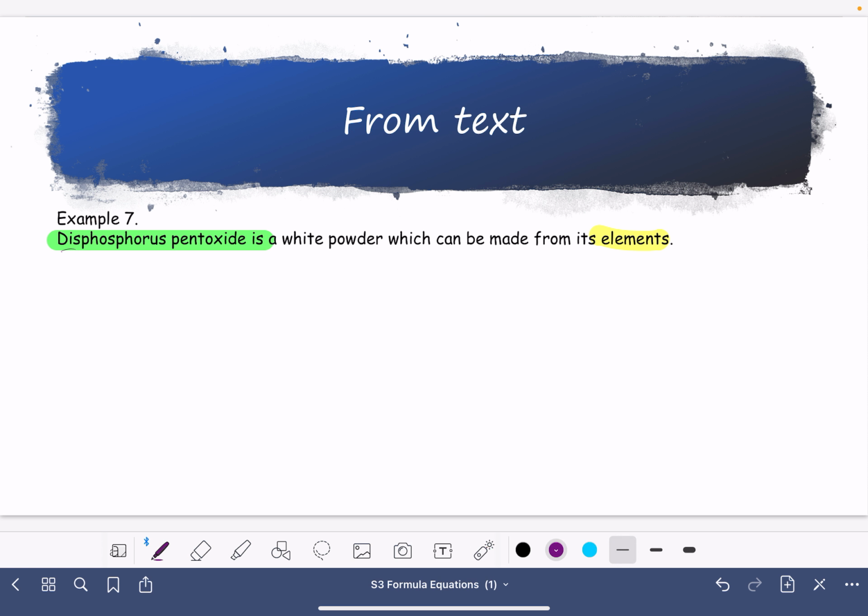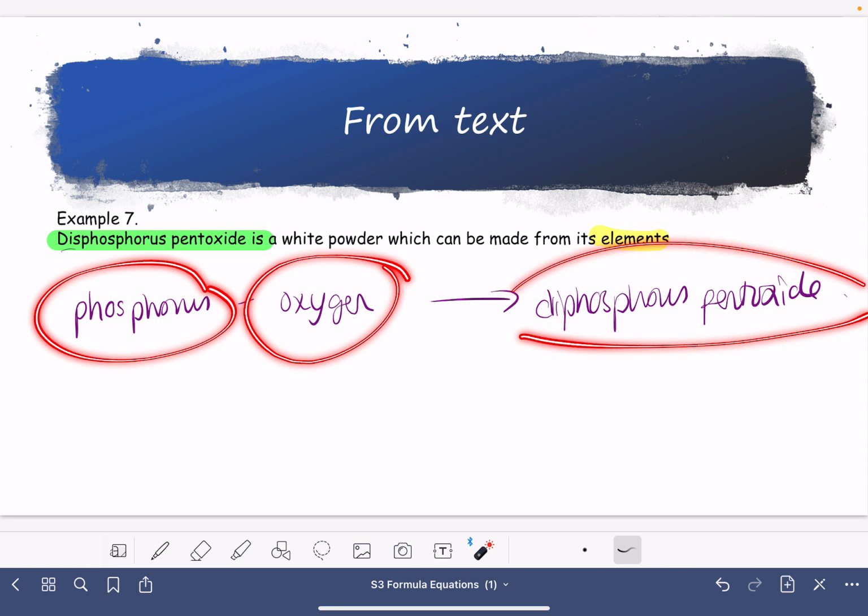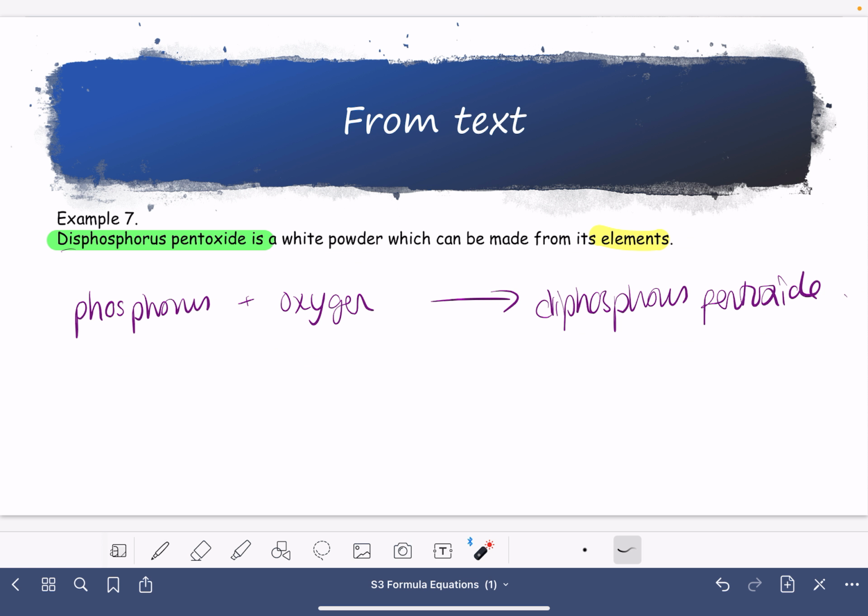So the word equation for this is actually going to be phosphorus plus oxygen becomes diphosphorus pentoxide. And then this is just an element, this is a diatomic element, and then this is one where we need to use the prefixes. So let's substitute in the correct formula. Phosphorus is P, oxygen is O2, and diphosphorus pentoxide, P2O5.